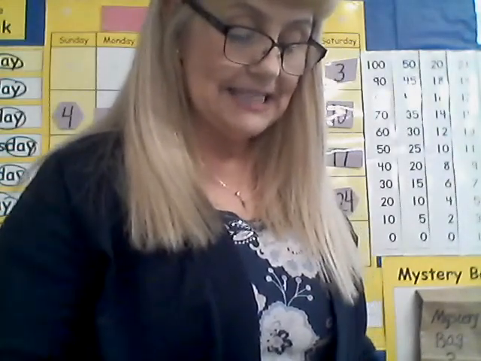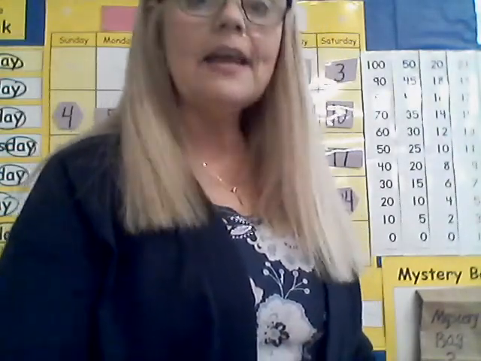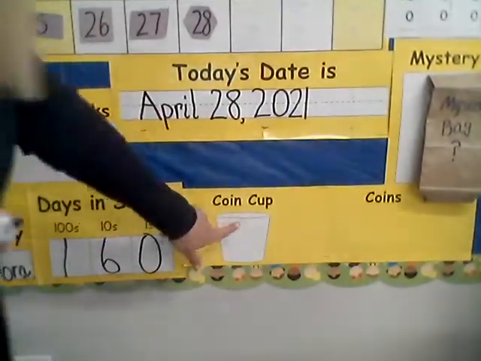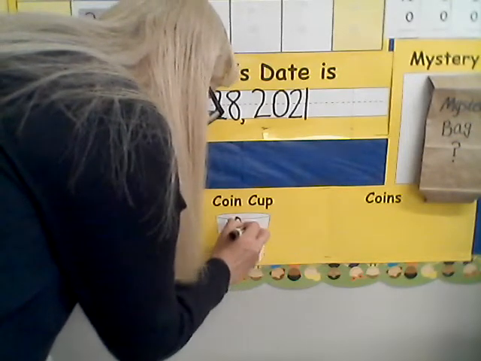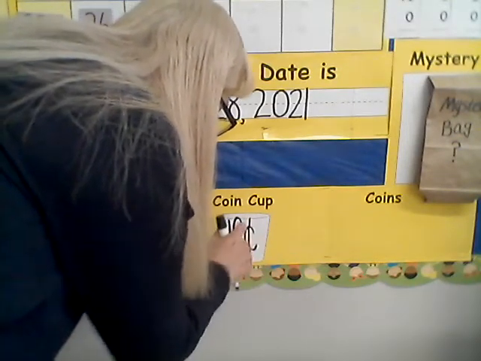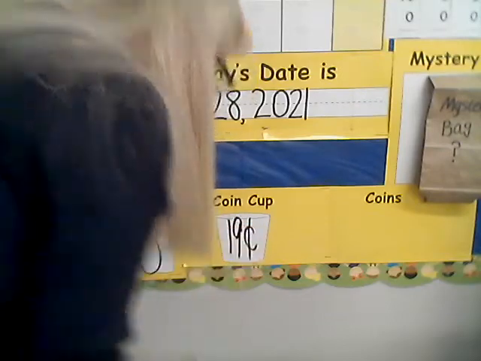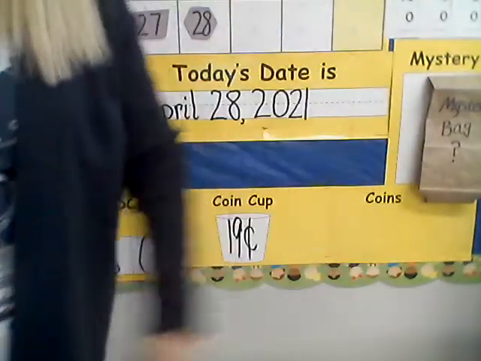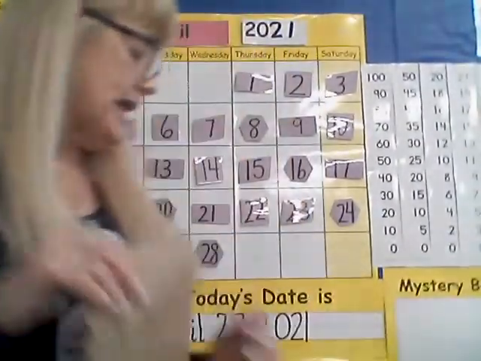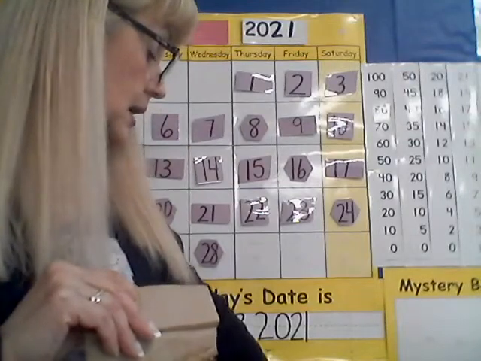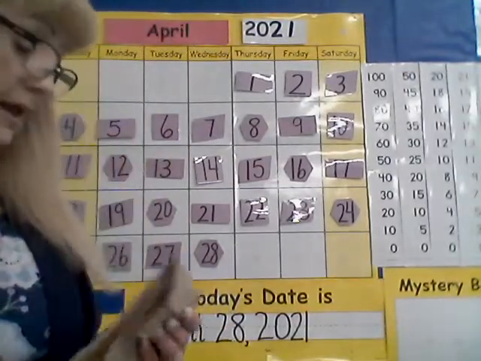15, changing coins. 16, 17, 18, 19 cents. So let's go ahead and add 19 cents to our coin cup. Okay, so we're going to write 19 cents, and we're not adding our coins to our meeting board anymore because now we have coins in our mystery bag. Dot, dot, dot. And we have to add those totals onto our morning meeting board.